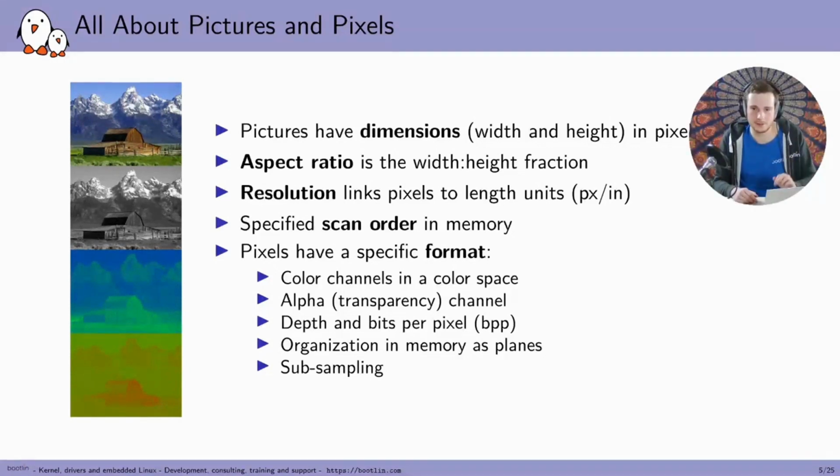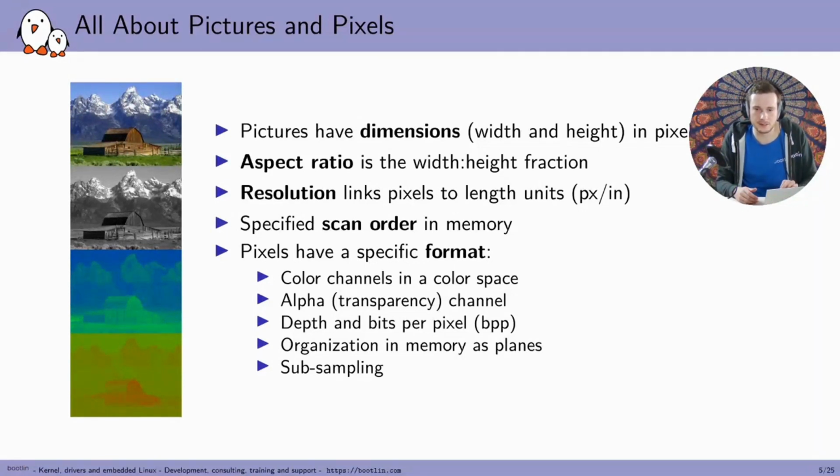But pixels also have a specific format. So the format is really the description of how each pixel individually is described. So I've already mentioned the color model and color space. So this is one thing that makes the format. Then we can also have another channel that we call the alpha channel to store per pixel transparency information.